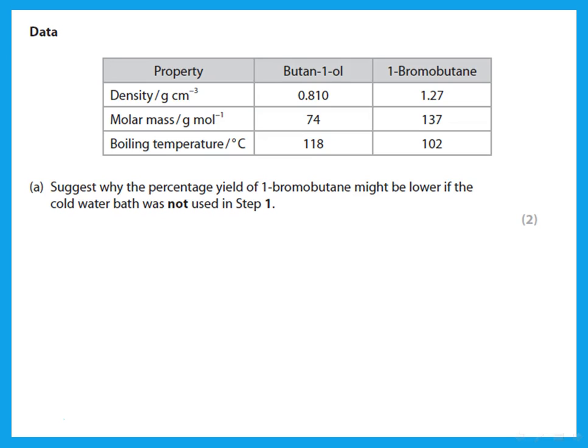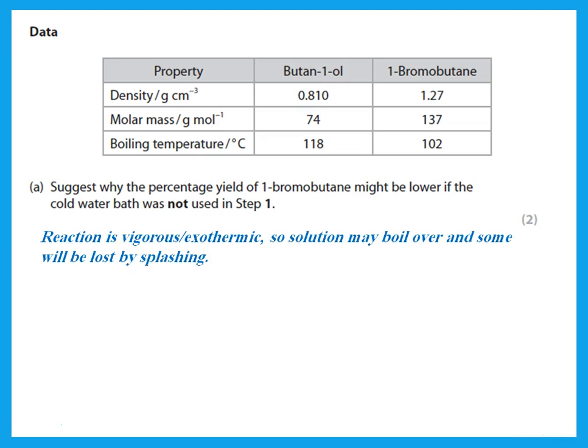Suggest why the percentage yield of 1-bromobutane might be lower if the cold water bath was not used. Remember we said, why do we use the cold water bath? We use it because the reaction is very vigorous or very exothermic. So if I don't use it, the solution may boil over, and that means some of the solution will be lost by splashing, and that means the percent yield will be lower than it should be.